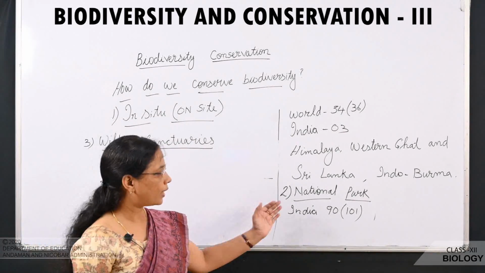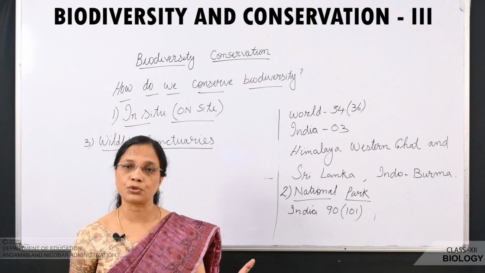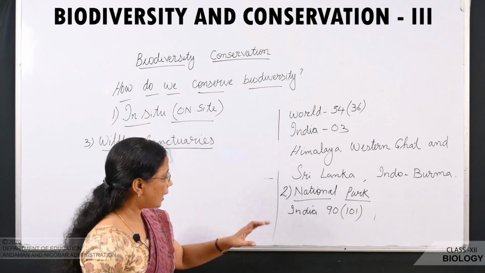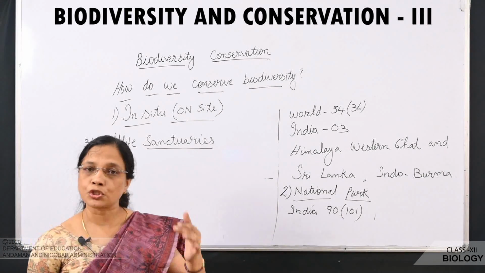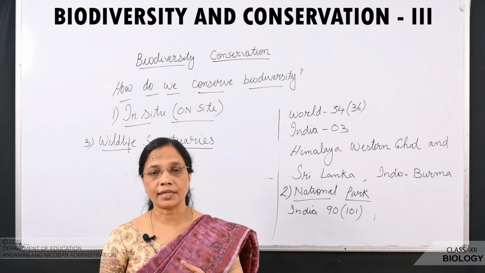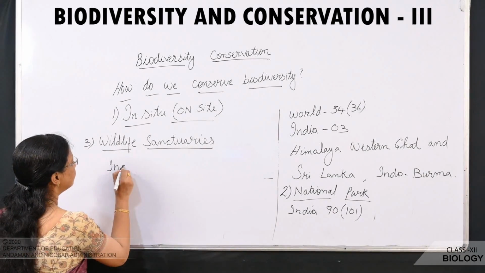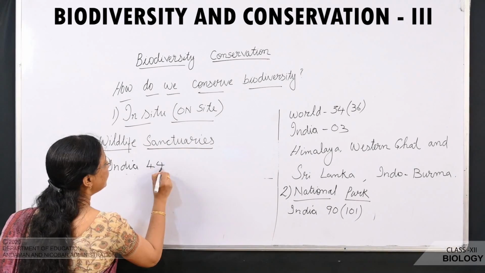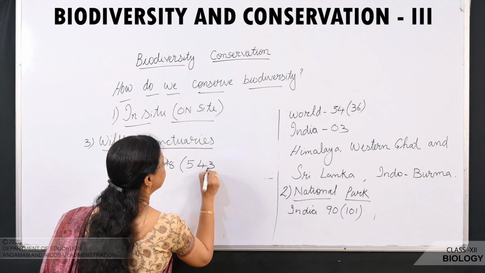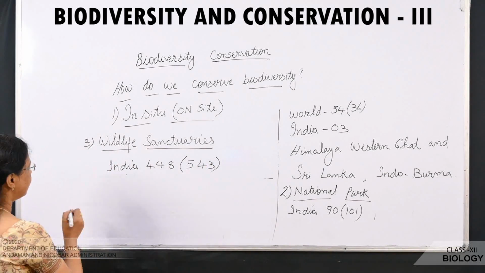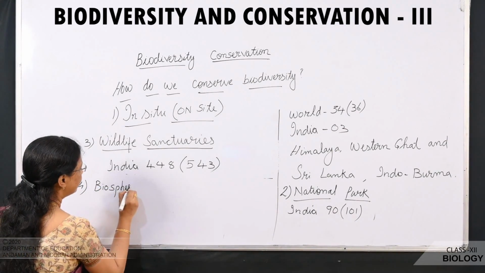Wildlife sanctuaries are smaller than national parks, where wild animals are conserved in their natural habitat. Now these national parks and wildlife sanctuaries are constituted under the Wildlife Protection Act 1972. In India, you can see 448 wildlife sanctuaries. According to the present list, it is 543. Next is Biosphere Reserve.